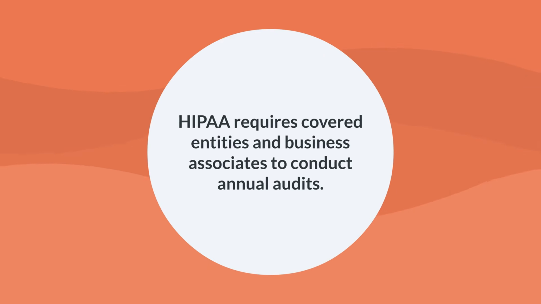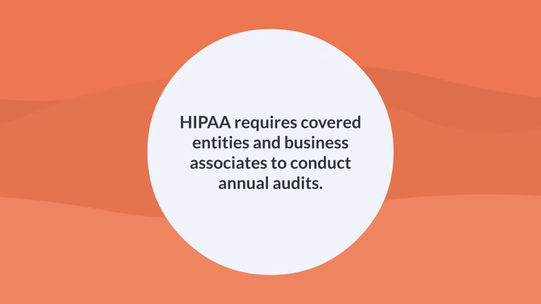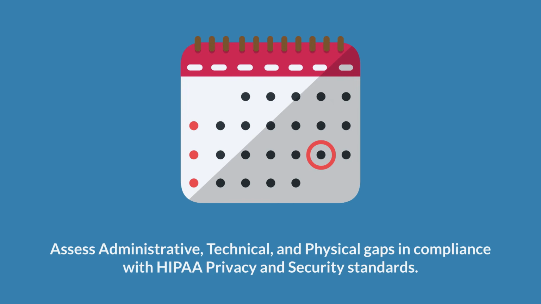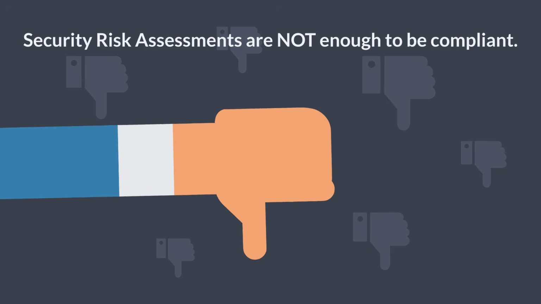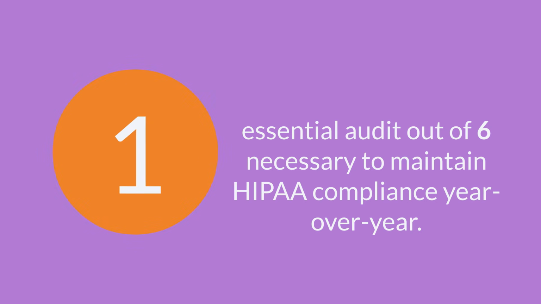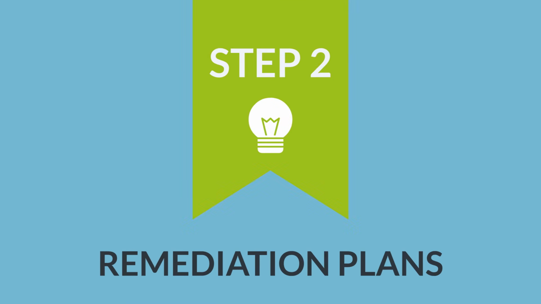HIPAA requires covered entities and business associates to conduct annual audits of their organization to assess administrative, technical, and physical gaps in compliance with HIPAA privacy and security standards. Under HIPAA, a security risk assessment is not enough to be compliant. It's only one essential audit that HIPAA beholden entities are required to perform in order to maintain their compliance year over year. Step 2 is remediation plans.